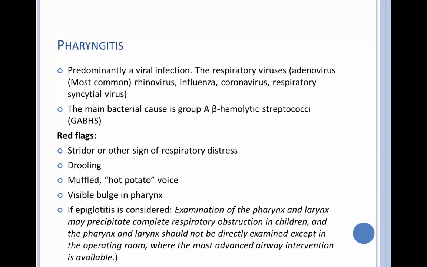Children with epiglottitis are drooling and have signs of toxicity. They're more tachypneic, dyspneic, and have stridor. They're more in tripod position. If you're thinking about pharyngeal abscess, they have erythema and exudate. They have that hot potato voice. They have deviation of the uvula.